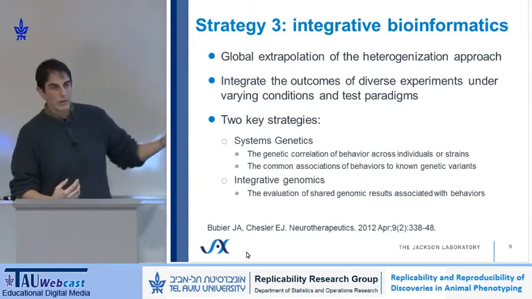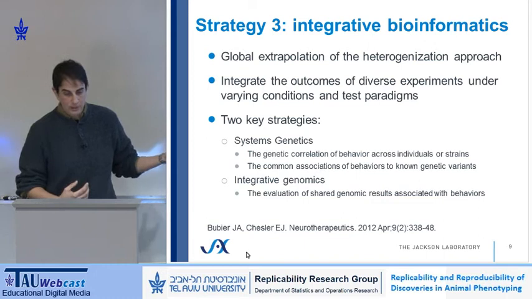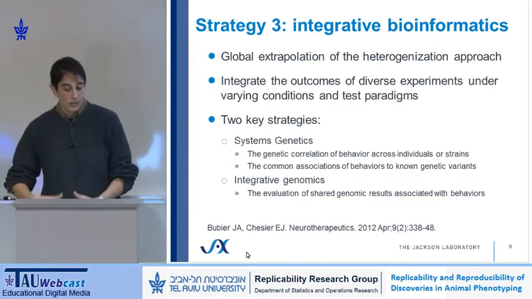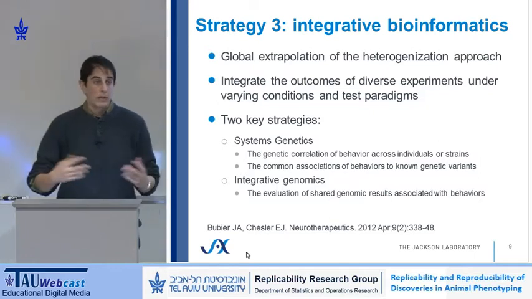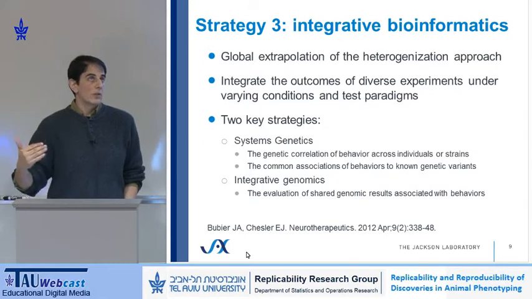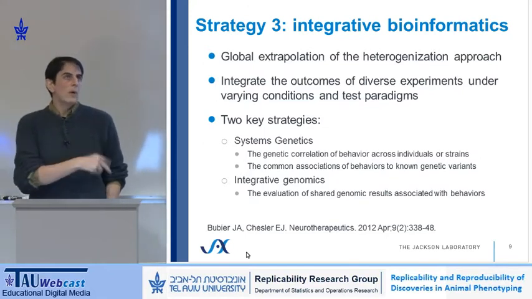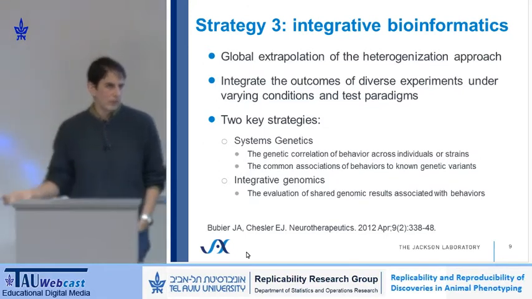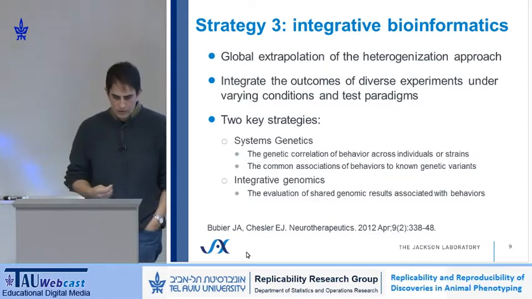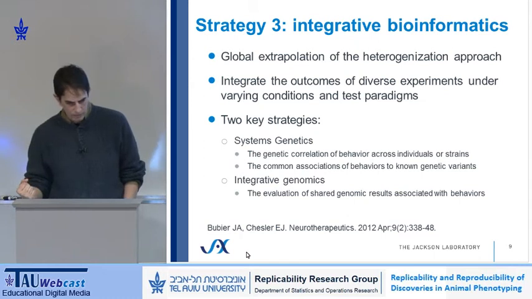We heard from Rob about a strategy we call systems genetics, doing genetic correlations of many behaviors across a panel of strains or panels of mice. And we can ask the question of which traits are correlated with one another and which ways of measuring those traits are correlated with one another, and how repeatable are those ways of measuring traits within the same population.